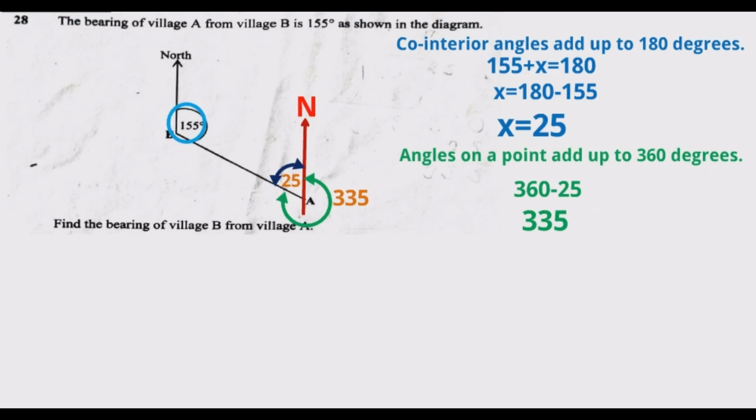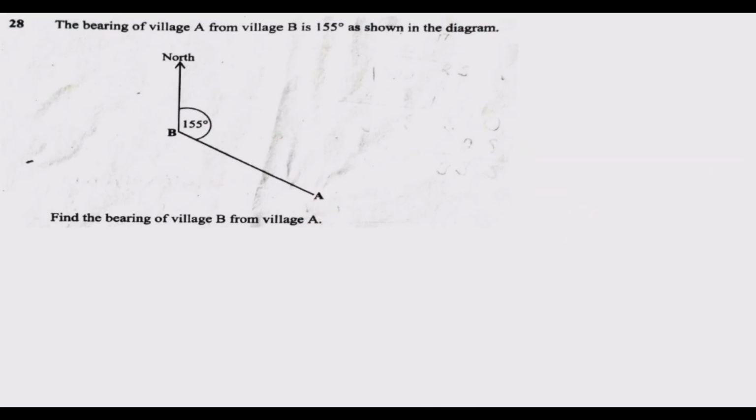Okay, we use the second method now. The question is, the bearing of village A from village B is 155 degrees as shown in the diagram. Since we have already studied the diagram, we can take time again and look at it. We can see the bearing, the north, and village A and village B. The question is, find the bearing of village B from village A.